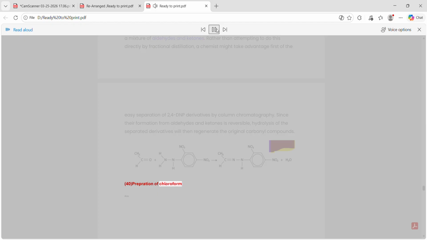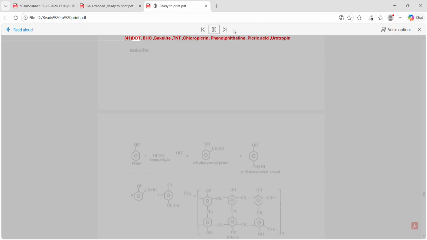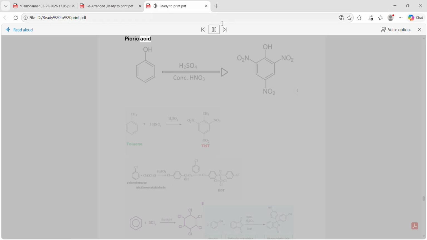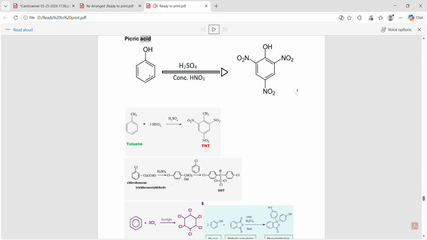Preparation of chloroform. 41. DDT, BHC, Bakelite, TNT, chloropicrin, phenolphthalein, picric acid, urotropin.